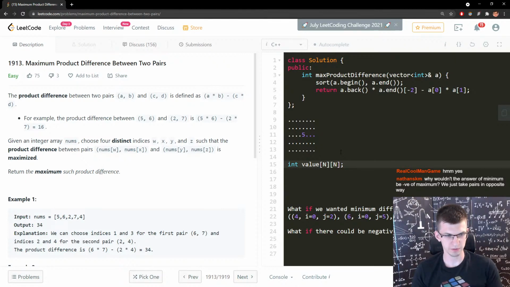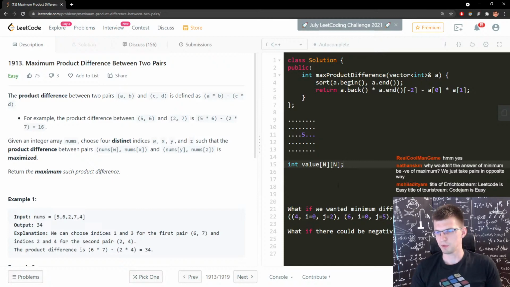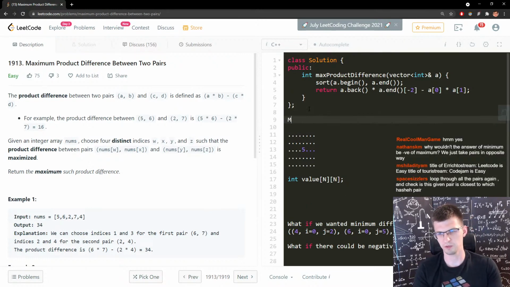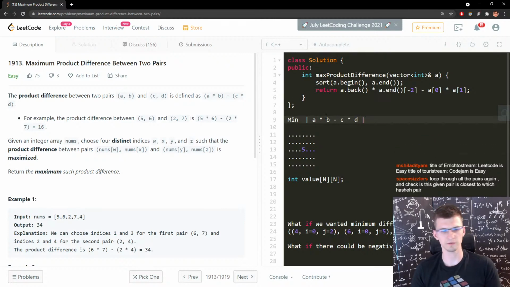Why wouldn't the answer be negative of maximum? Oh, I don't know, maybe it wasn't specified here. But of course, I mean the absolute difference then. So we minimize the absolute difference of a times b minus c times d. Absolute value of this difference.